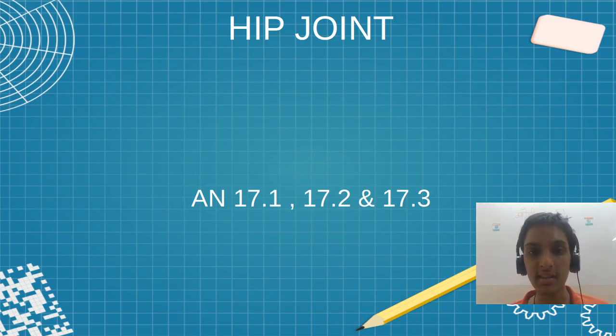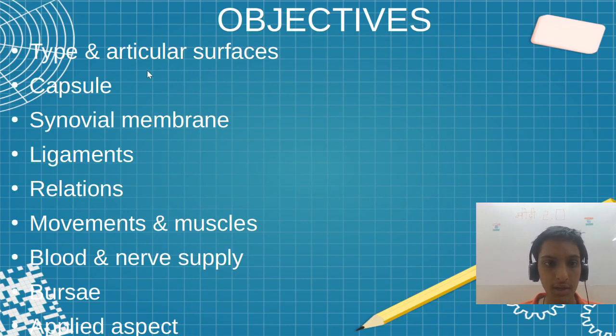Hello friends, in this video we'll talk about the hip joint. First we'll talk about type and articular surface, capsule, synovial membrane, ligaments, relations, movements and muscles, blood and nerve supply, bursae and the applied aspect.